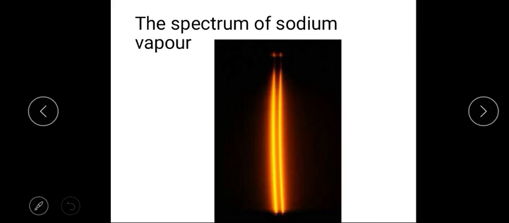So in this way it acts as a fingerprint for the identification of the gas. That is what the line emission spectrum is. Now the next point here: the line absorption spectrum.